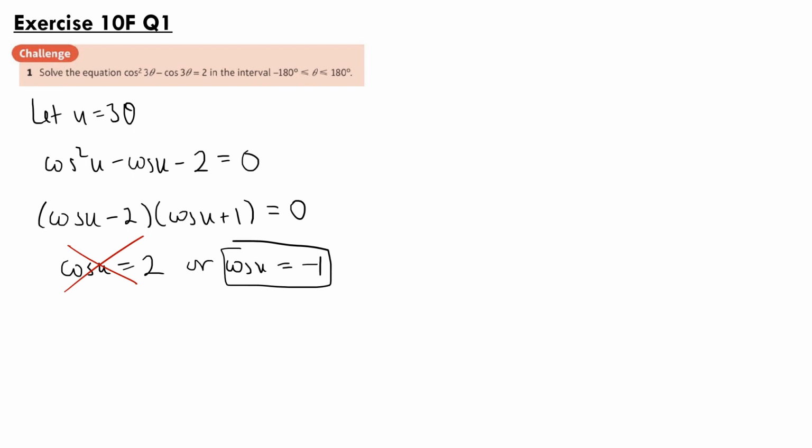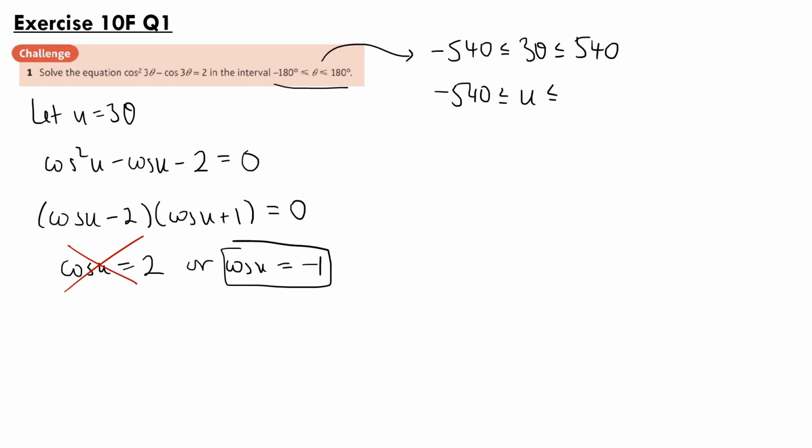And once again, we are given our interval in terms of theta, but we need it in terms of u. So u is equal to 3 theta. So if we multiply all these terms by 3, we have minus 540 is less than or equal to 3 theta is less than or equal to 540. And so we have minus 540 is less than or equal to u is less than or equal to 540 degrees.